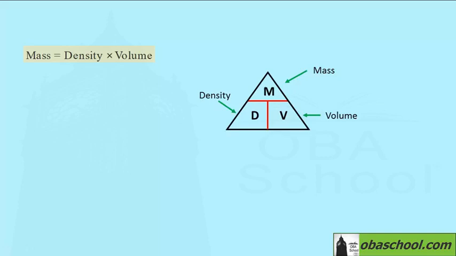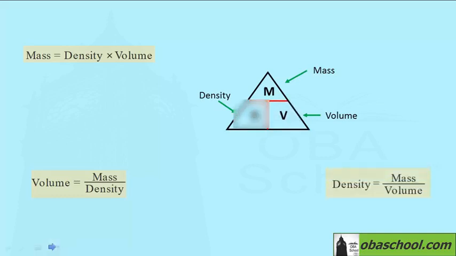Then to calculate volume, we hide it this way and check the triangle. So volume is equal to mass on top over density. This is mass divided by density. And to find density, we hide density and check the triangle, where density is equal to mass over volume as shown. This is mass divided by volume. So if we memorize this formula triangle of mass, density, and volume, we can at any time formulate the formulae of density, mass, and volume. So mass is on top and density and volume are at the bottom.